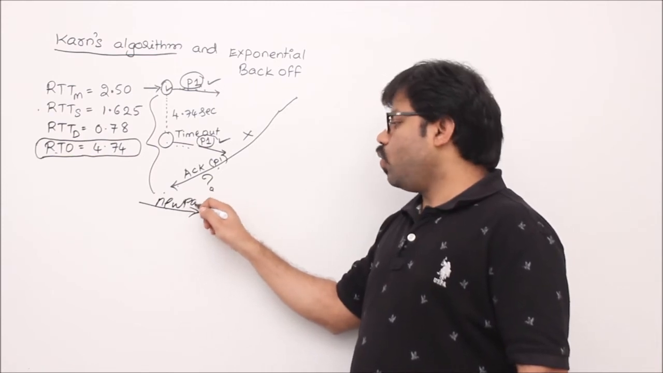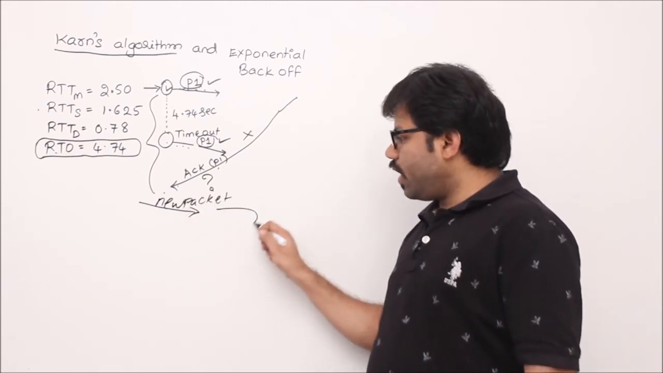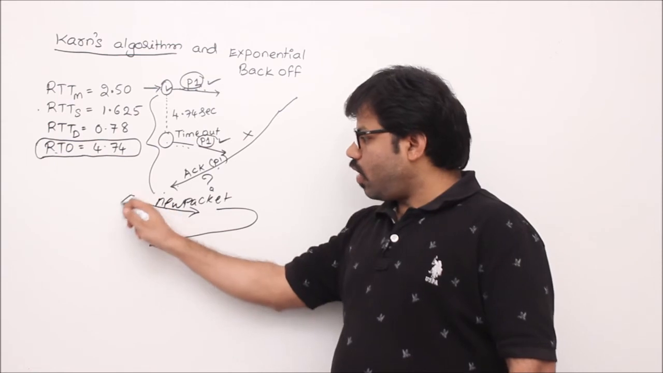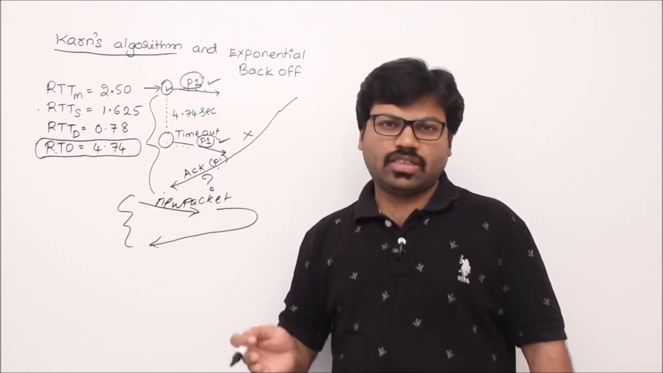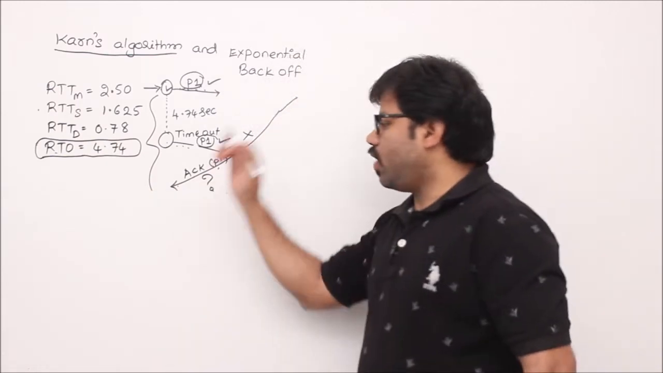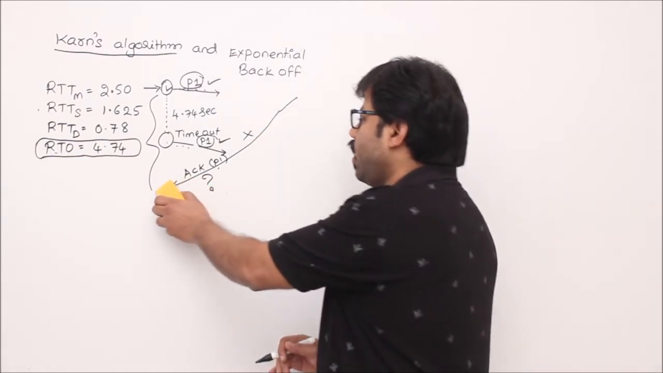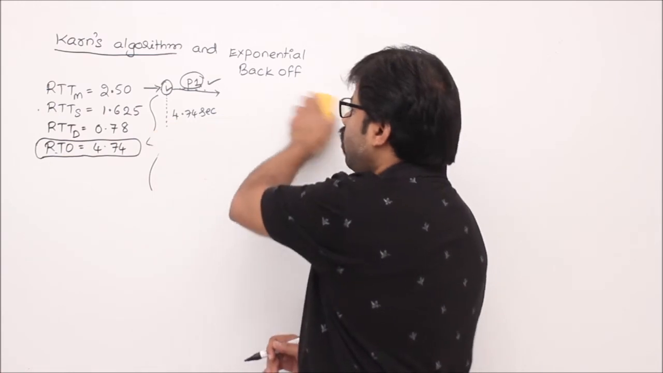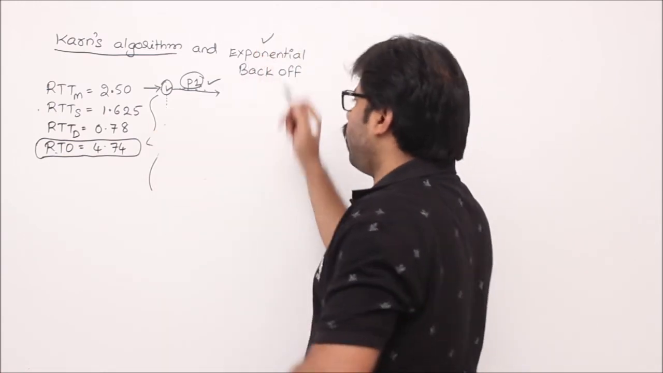Then when you send a new packet, for that packet if you get the acknowledgement in the right time, from that onwards we start the new calculations. So what to do, we will see. What we do is, for this one we simply do like this. Okay, now I am explaining Karn's algorithm plus exponential backoff clearly.